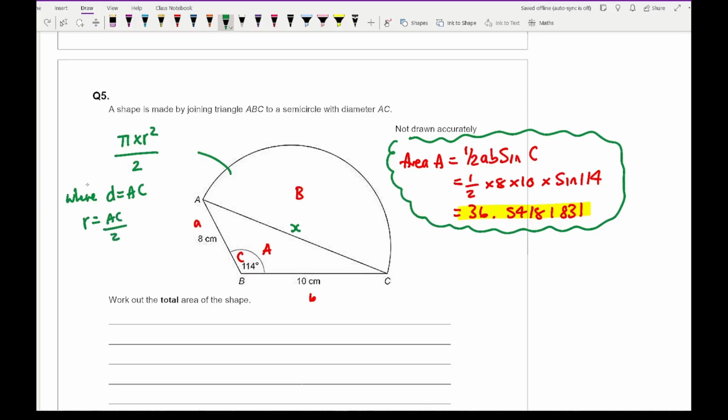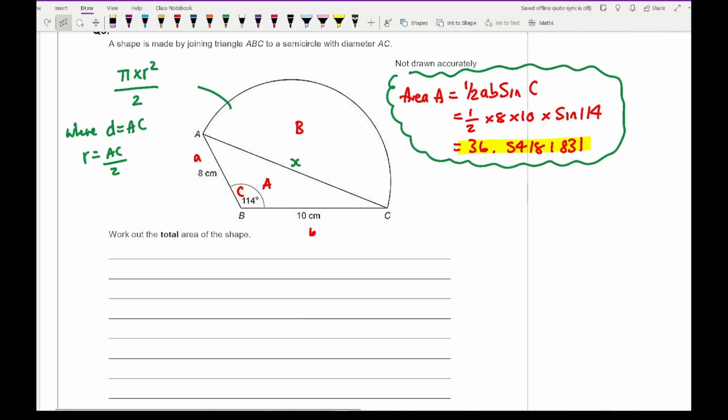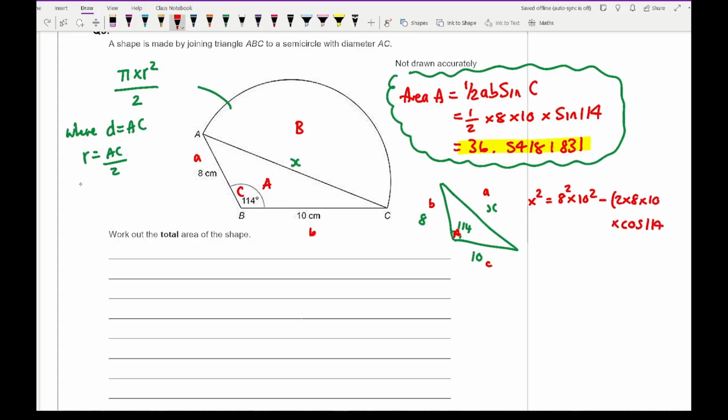So to find AC, what I then need to do is look at this triangle as a whole. So if I just do a little sketch of what that triangle looks like, I've got 8, I've got 10, I've got x, and I've got 114. So to work out x, I need to use the cosine rule. So for this, I've got that's going to be capital A, that's going to be b, that's going to be c. So here I've got x squared equals 8 squared plus 10 squared, take away 2 times 8 times 10 times cos of 114.